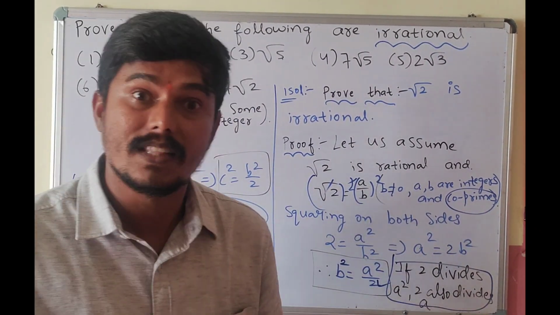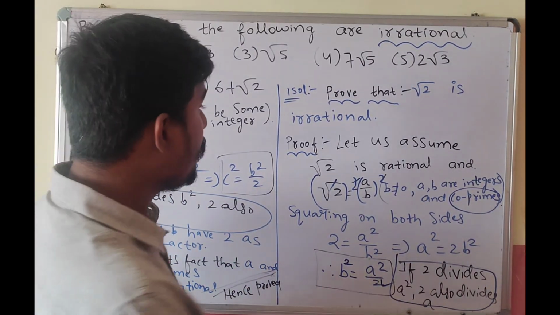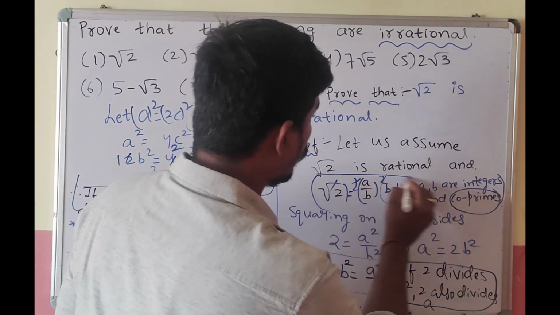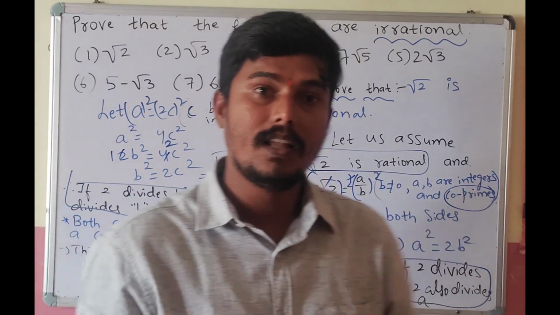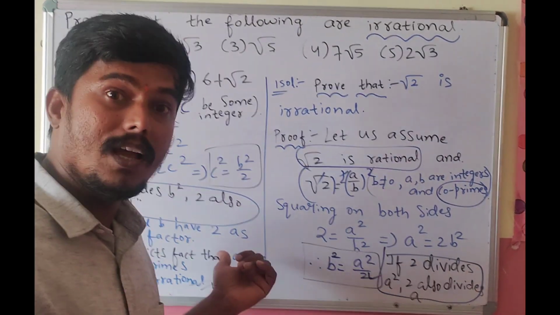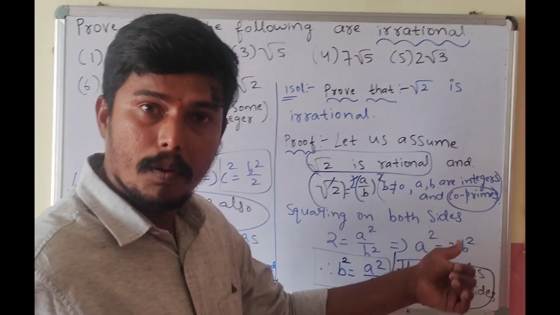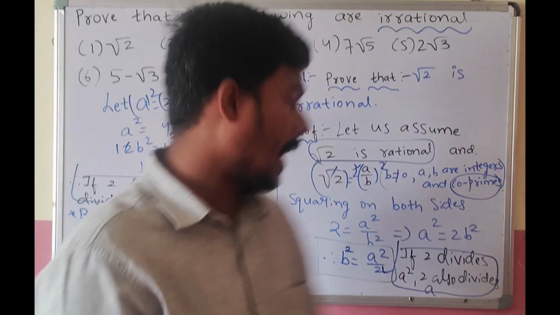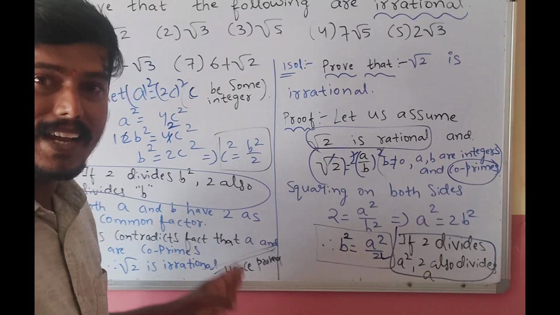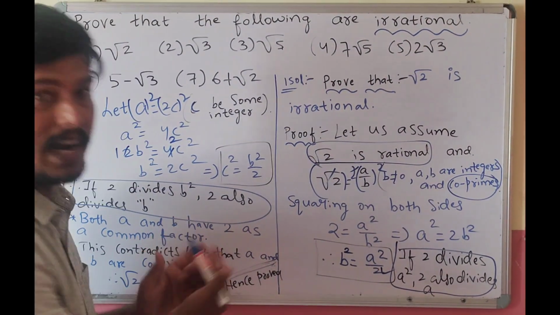Why did this arise? This problem came only because we assumed root 2 is rational. Because we assumed root 2 is rational, this problem arises where they got an HCF of 2. It should be 1, but it got 2. So our assumption is wrong. So we conclude that root 2 is irrational, and hence our question is done.